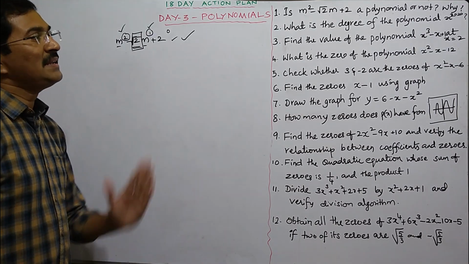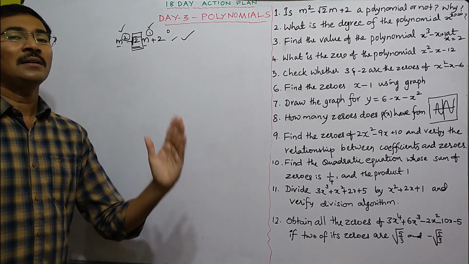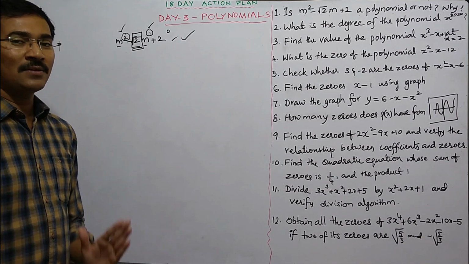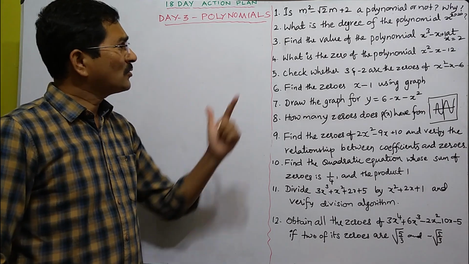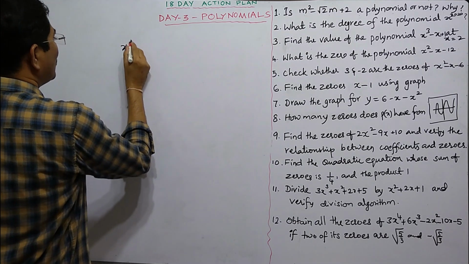So the answer must be: it is a polynomial because all the powers of the variable m are non-negative integers. Therefore, this is a polynomial. Coming to the second question, what is the degree of the polynomial x to the power of 20?